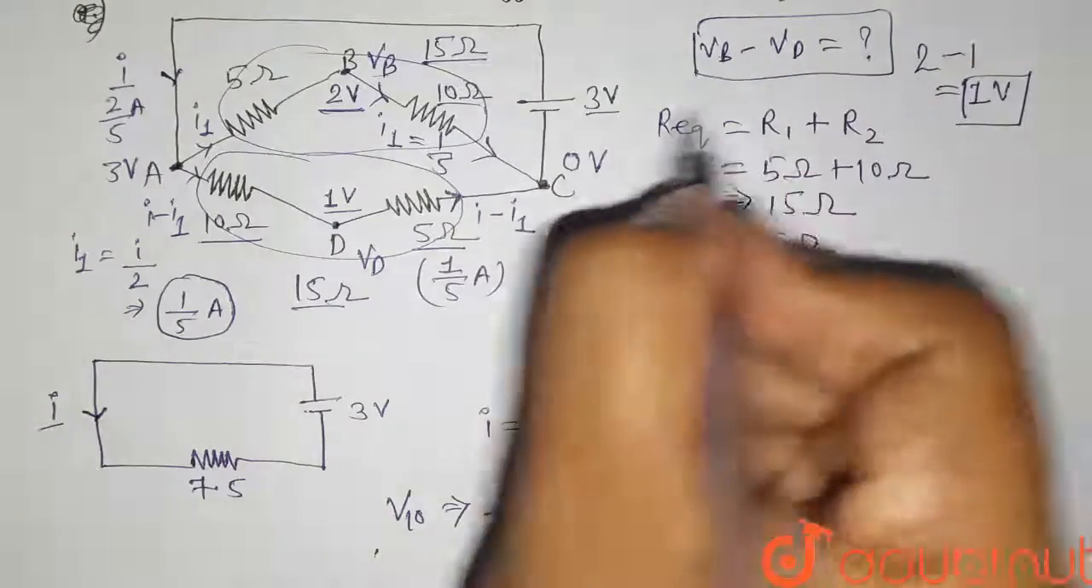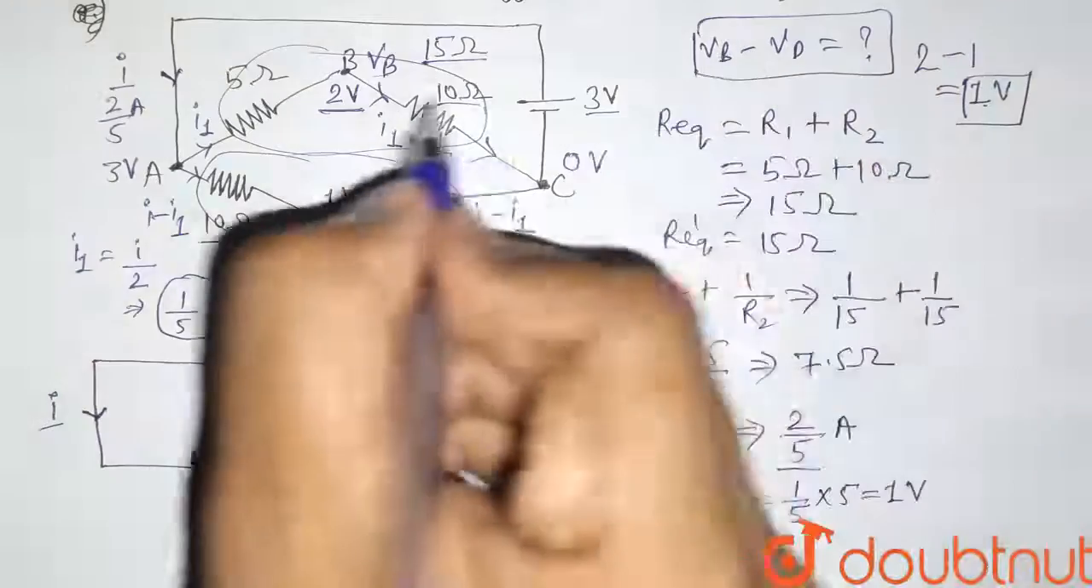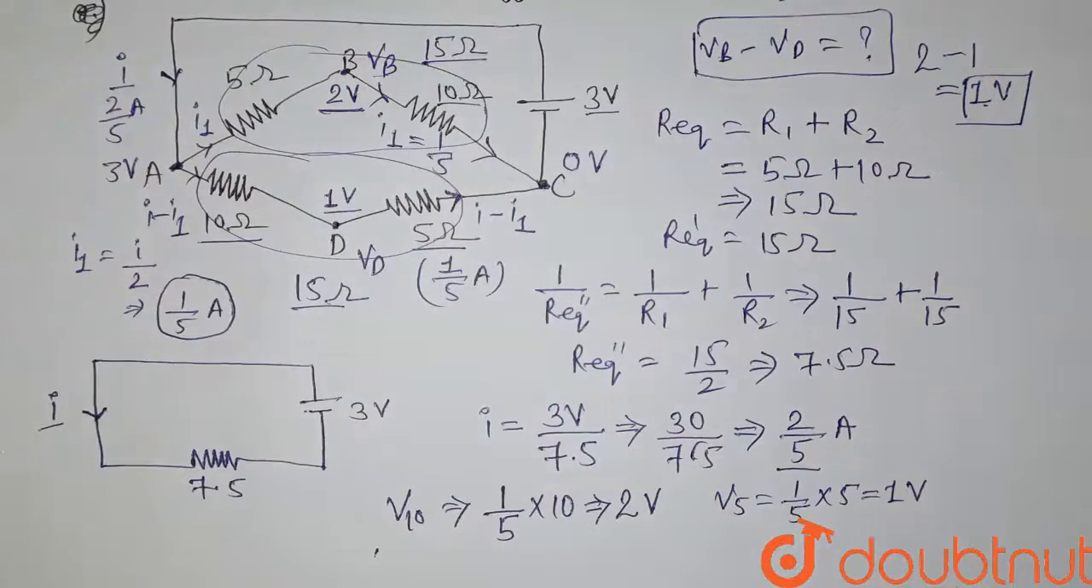So the answer for this question is 1 volt, that is, the potential difference across points B and D will be equal to 1 volt. So that's our solution for this question.